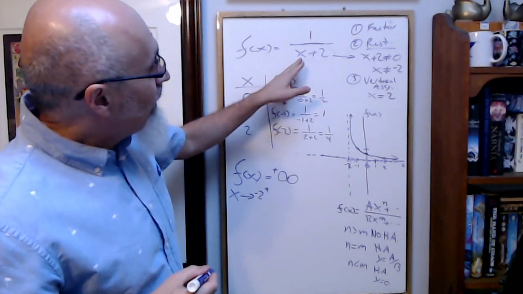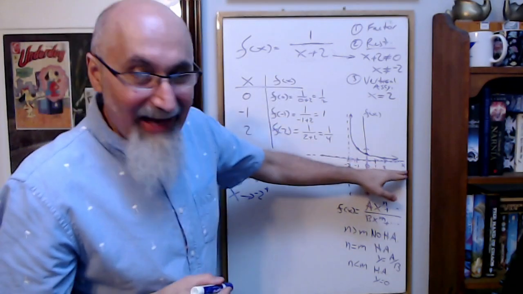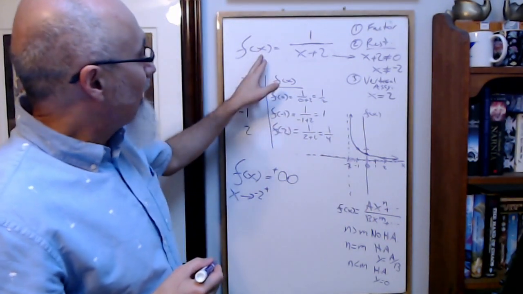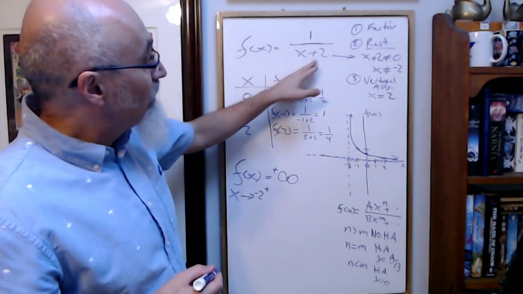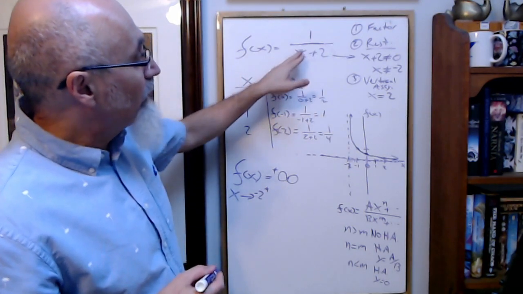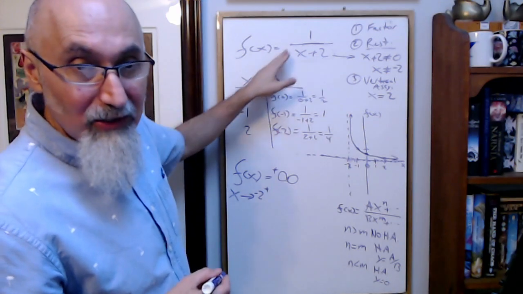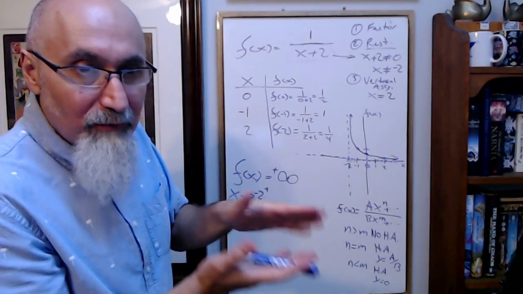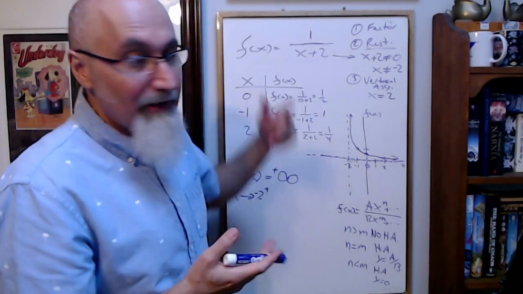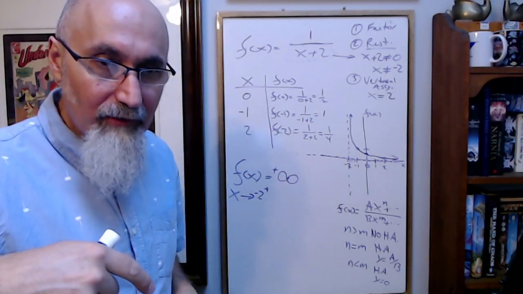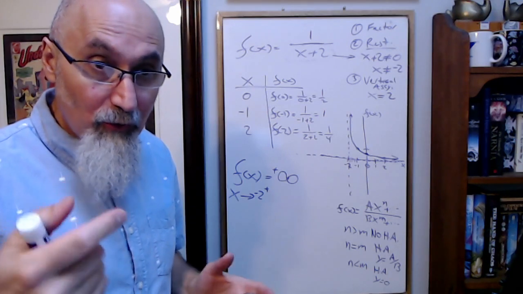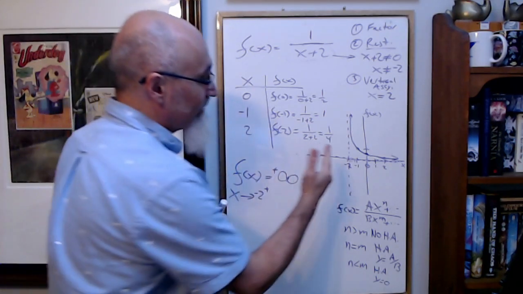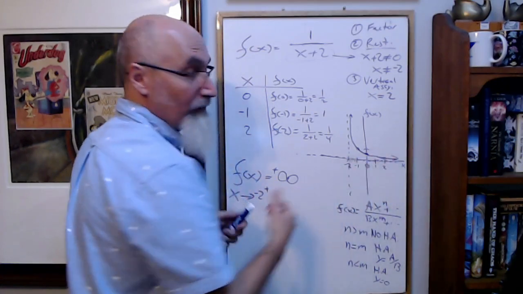Because no matter how big an x value you put in for x in this function, the bottom is going to become bigger and bigger, and one divided by a huge number is going to be really close to zero, but it's never going to be touching zero, and it will never be negative, right? So we're good on this side of the vertical asymptote.